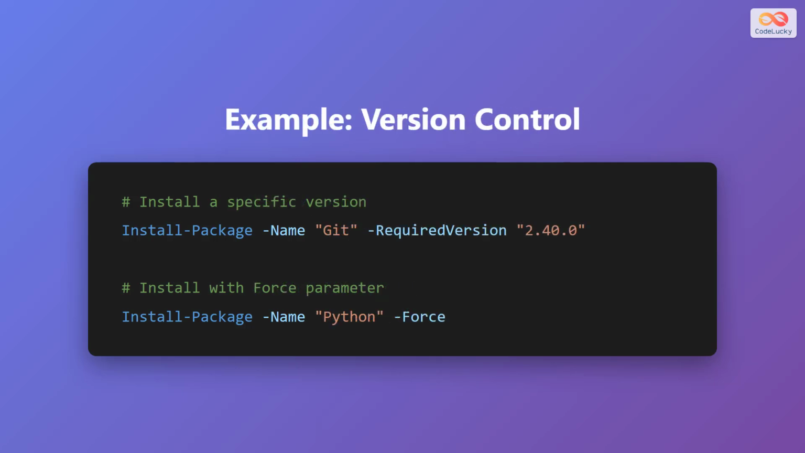Now let's look at more advanced examples. To install a specific version of Git, you would use Install-Package -Name git -RequiredVersion 2.40.0. If you want to bypass confirmation prompts, perhaps in an automated script, you would add the -Force parameter. For instance, Install-Package -Name Python -Force will install Python without asking for confirmation.